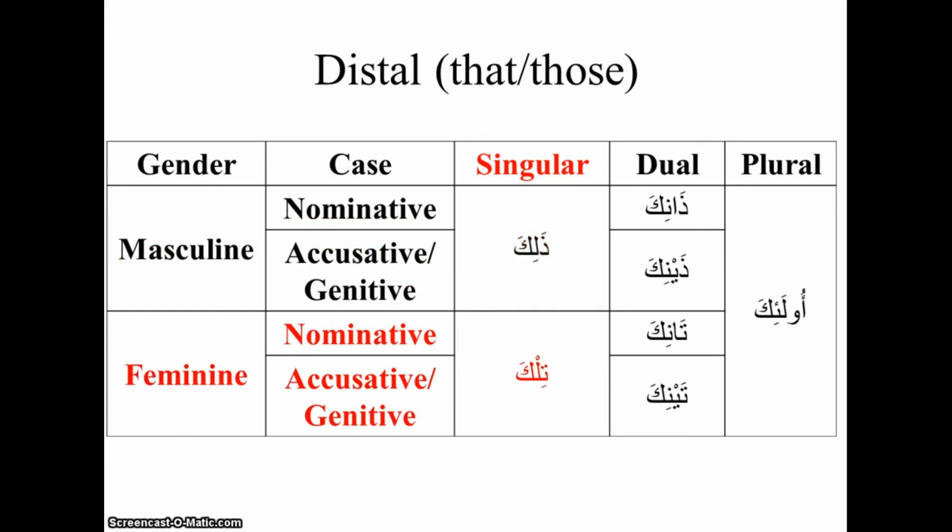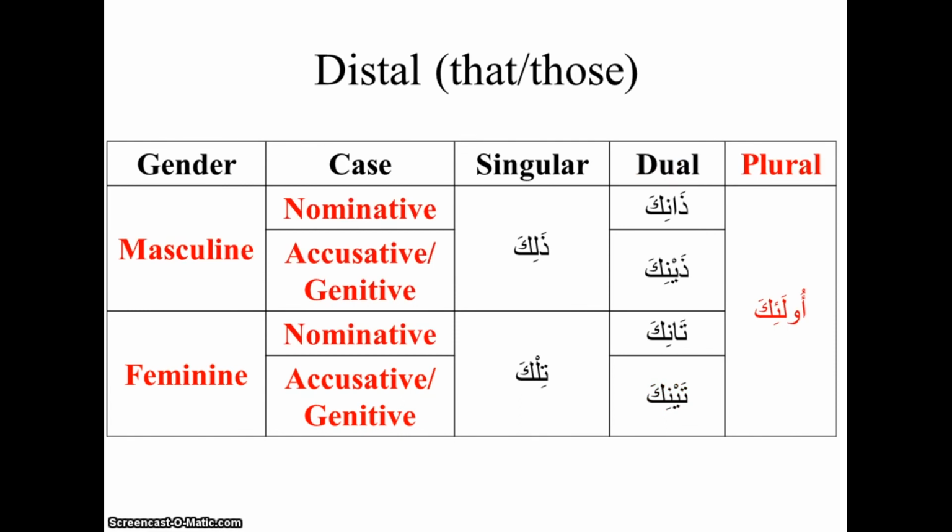The feminine singular, which does not differentiate in terms of case, is tilka. The masculine nominative dual is dhanika. The masculine accusative and genitive dual is dhainika. The feminine nominative dual is tanika, and the feminine accusative and genitive dual is tainika.